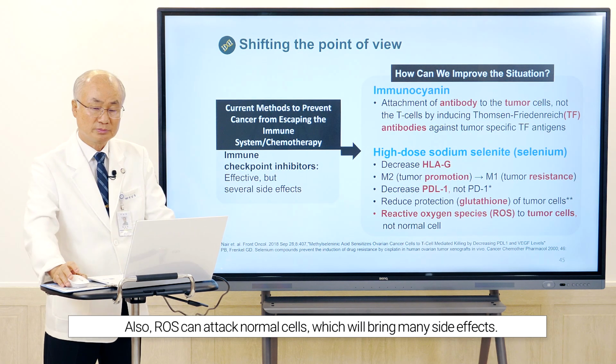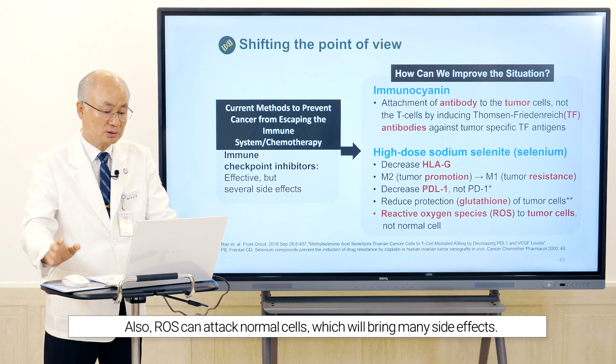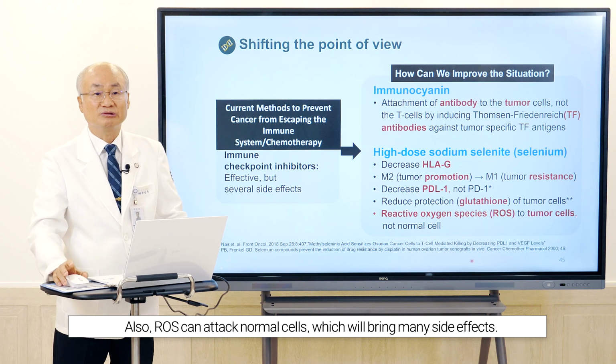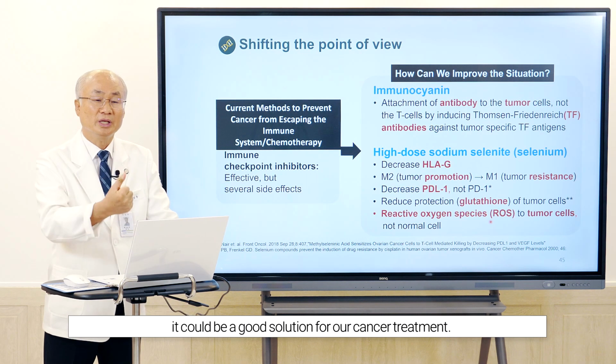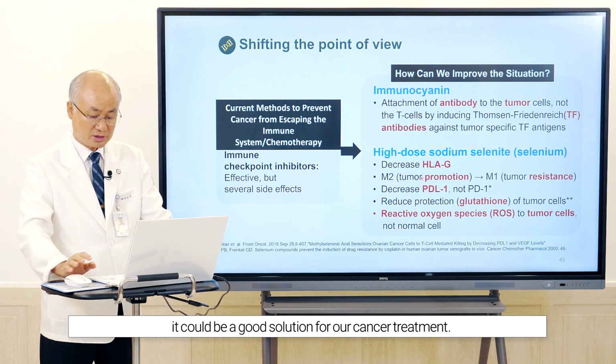Also, ROS will attack the normal cells. It has lots of side effects, but ROS can be directed to only tumor cells. This is a good answer for our cancer treatment.